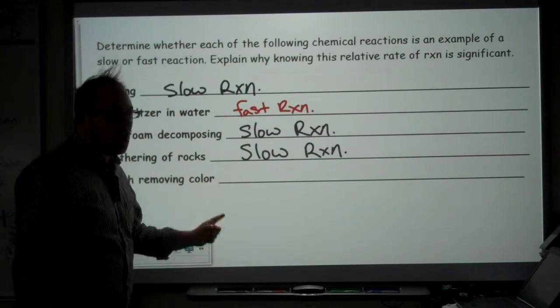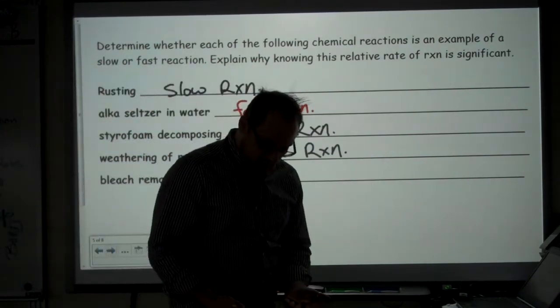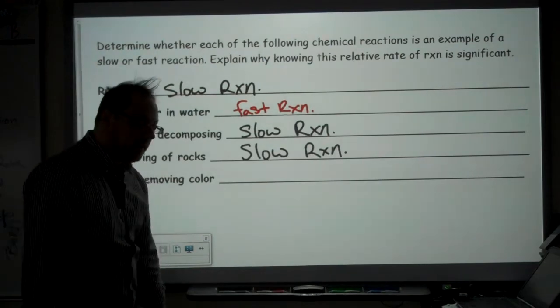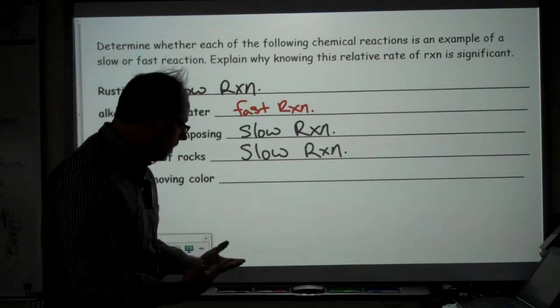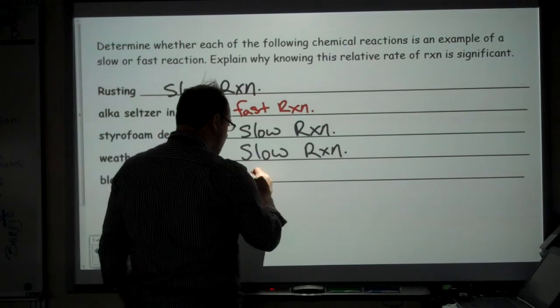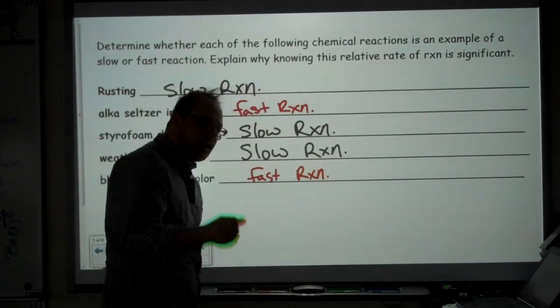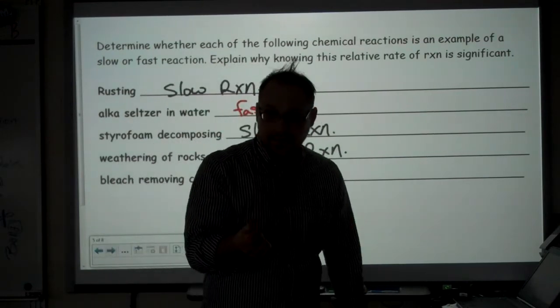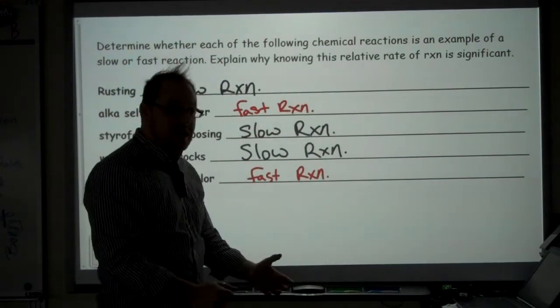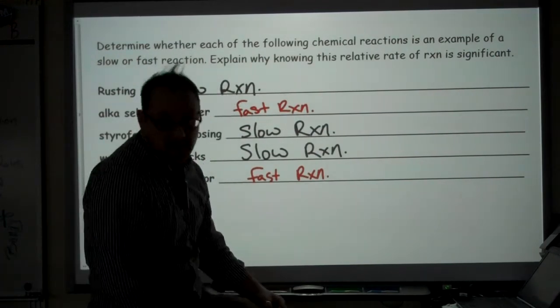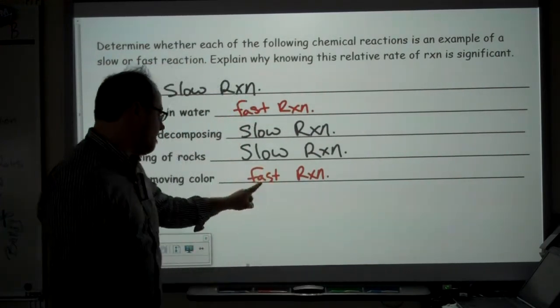Bleach removing color. So I get a bleach stain on my pants. It removes the color from my pants. Happens in like one wash cycle. That's pretty fast reaction. And it's a good thing too, because I want the stains out of my clothes quickly. I don't want to have to wait a week of my pants being in a soak bath so that that little tiny ketchup stain disappears. I want that to be fast.